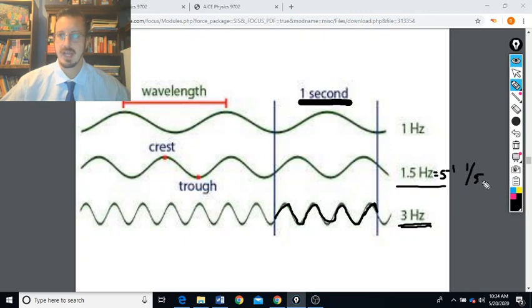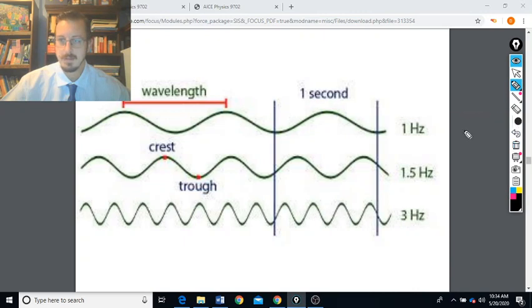This is kind of showing that inverse relationship too between period and frequency. If we were to think about the period, right, the period is the amount of time it takes for one wave to propagate. And so here we could see that on this higher frequency, this 3 or 3.5 hertz wave down here.